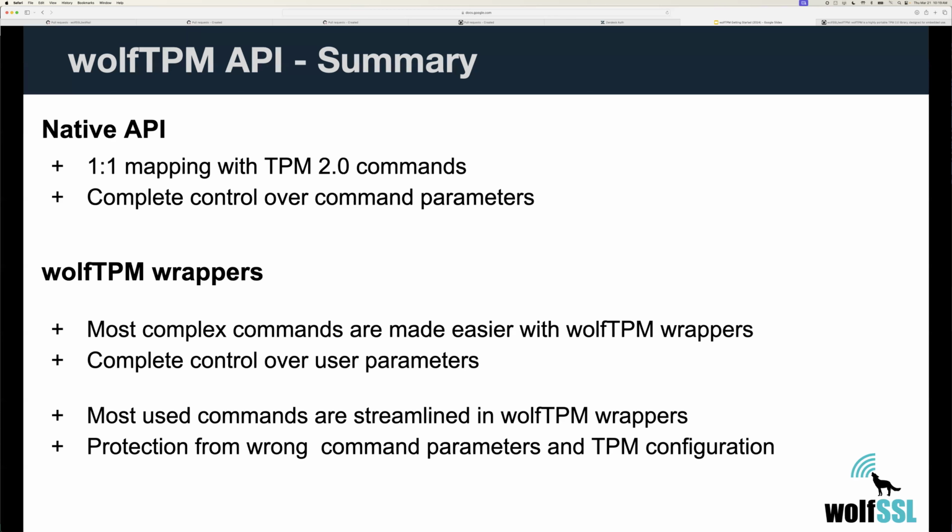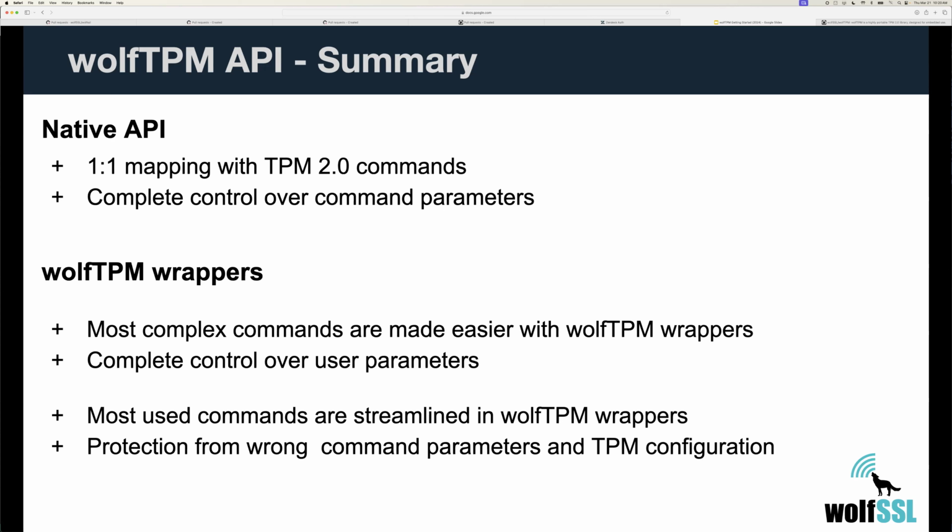So how to use it. The native APIs are a one-to-one mapping with the TPM commands from the TCG, and you have complete control over the arguments. It's a lot like the TSS layer. So in a Linux environment, you have the TPM layer, but then there's usually the TSS layer on top of that. We did not implement that because it's just excessive. It does arbitration of processes across devices, and we're really trying to target embedded devices for what we do with wolfTPM.